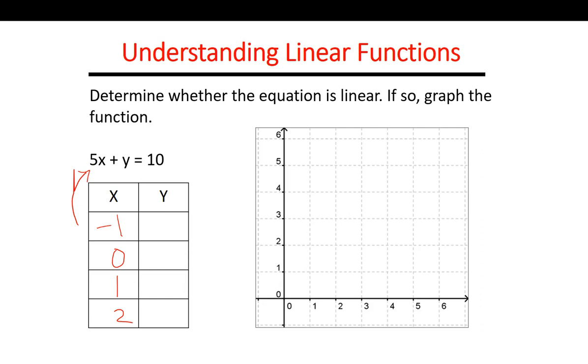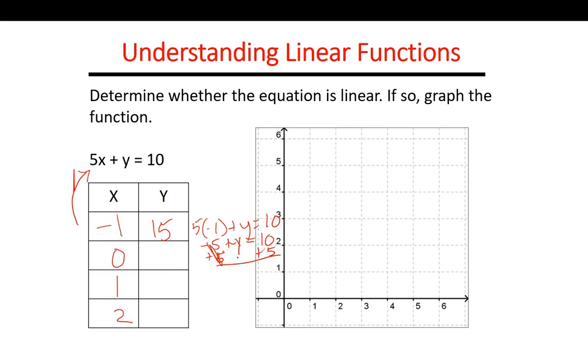So here's how that works. We're going to start with 5 times -1 plus y equals 10. When we do that, we end up with -5 plus y equals 10. And then we're going to add 5 to both sides to solve for y. When we add 5 to both sides, these 5's cancel out. Y is equal to 10 plus 5, which is 15.